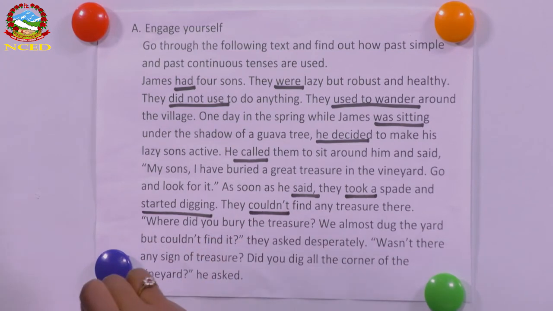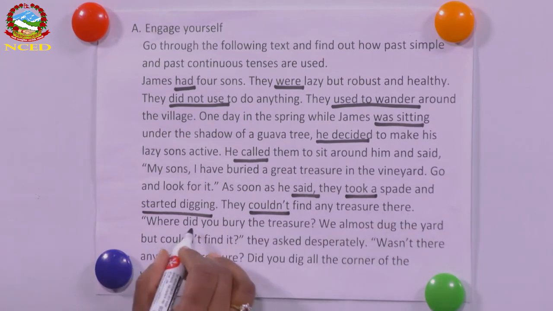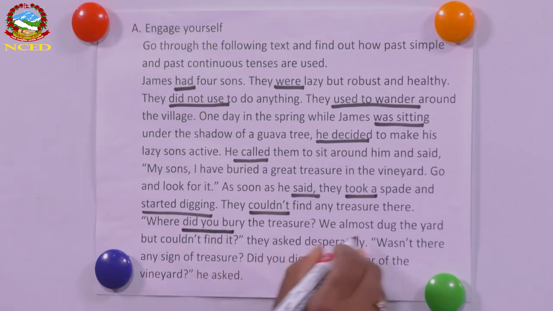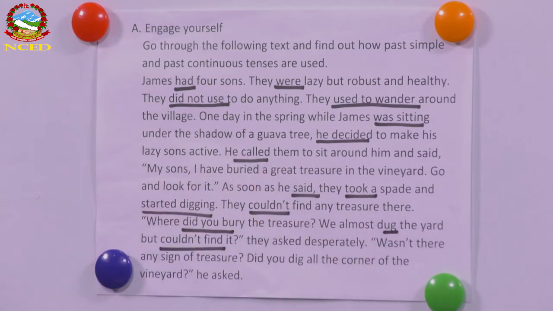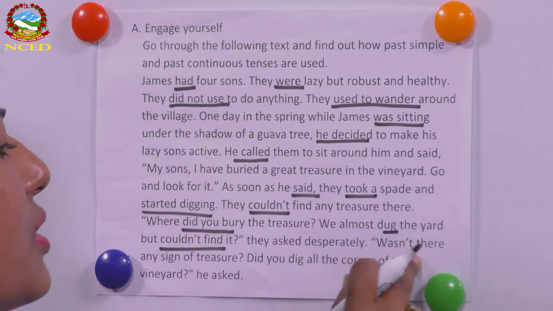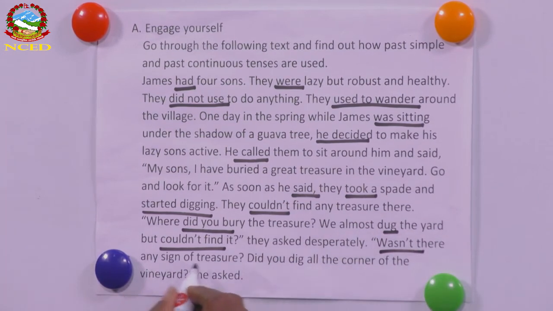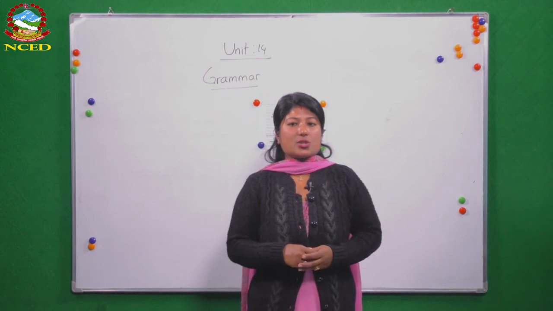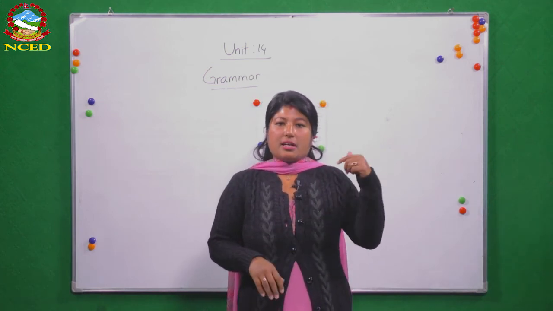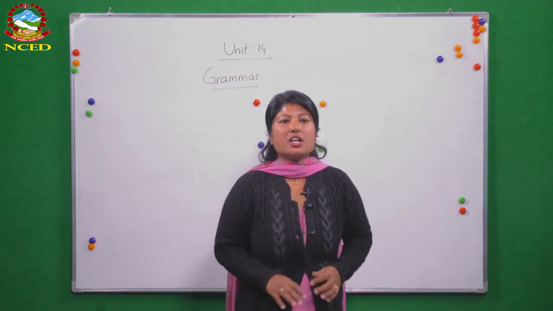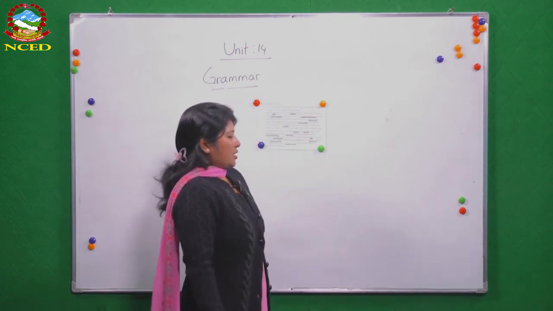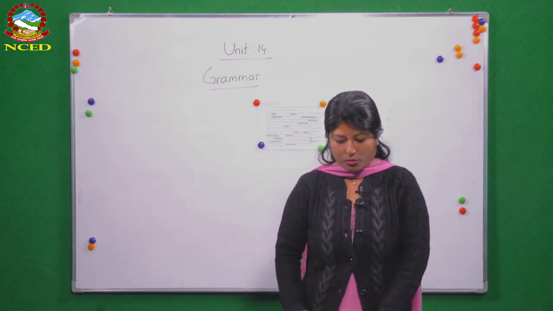They could not, past, find any treasure there. Where did you bury the treasure? We almost dug the yard and could not find it. So this shows the completed action. They asked desperately, wasn't there any sign of treasure? Did you dig all the corners of the vineyard? He asked. So it tries to show actions in the past, and when there is use of past continuous, it shows the action in the continuous form. So this is exercise number 1A.